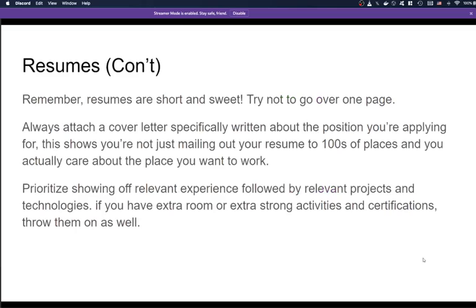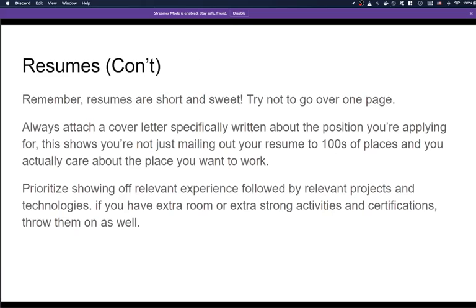So, resumes continued. Always remember that resumes are short and sweet. Try not to go over one page. I think the statistic is that the average employer spends 30 seconds looking at a resume. They will not look at a second page. Anything on the second page, you can basically consider not there. You should really have it just be a one-page resume.